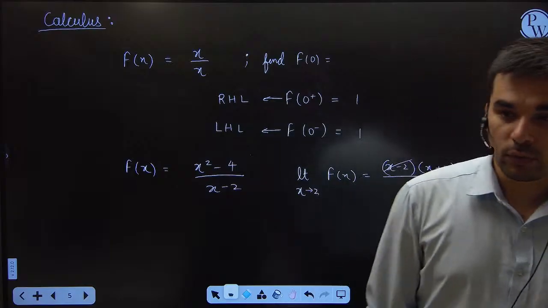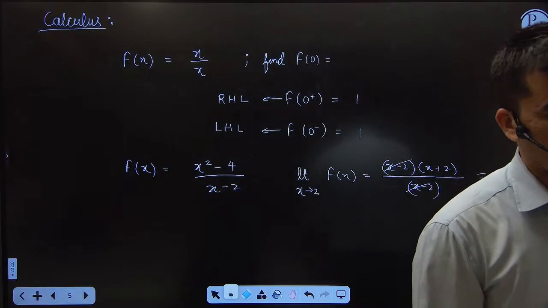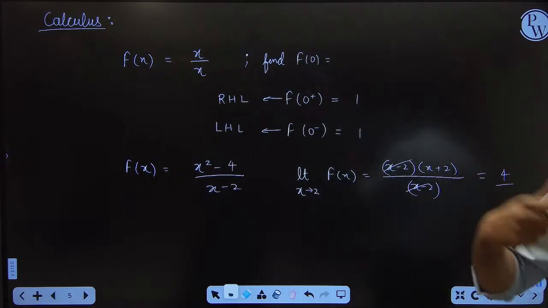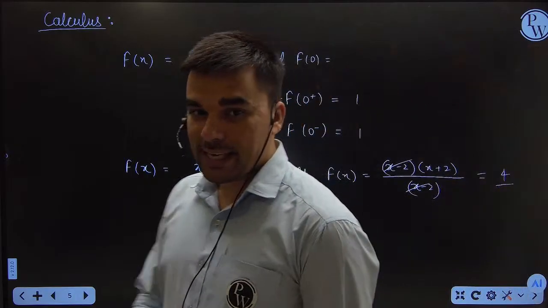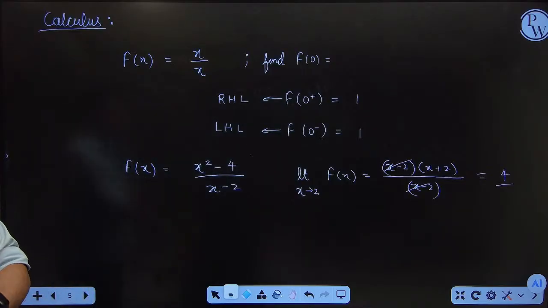Whereas if I ask you to calculate the value of f(2), that will be undefined. So that's the difference between tending towards a value and the exact value that we are pointing at. Write it down, write this example down as well.